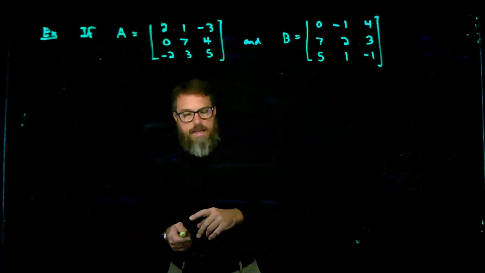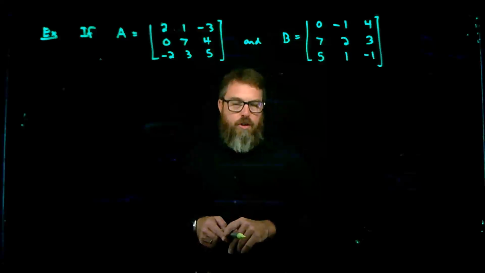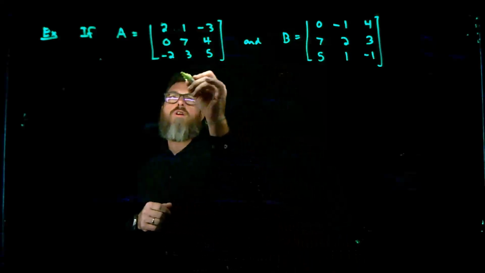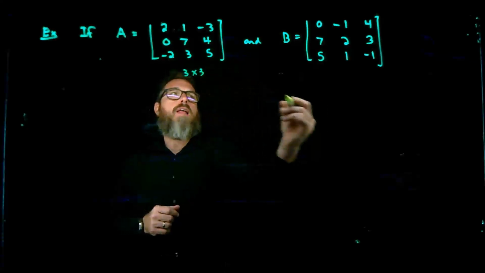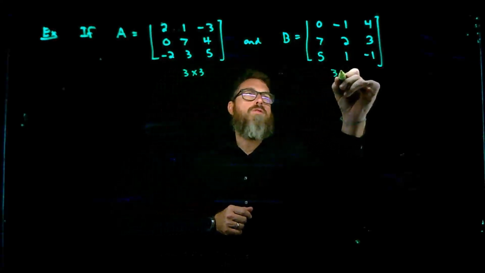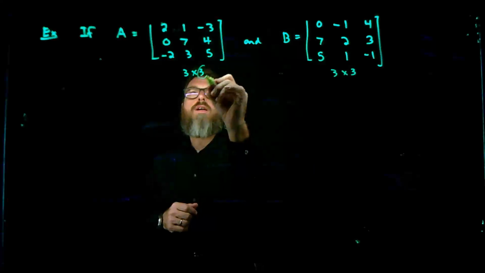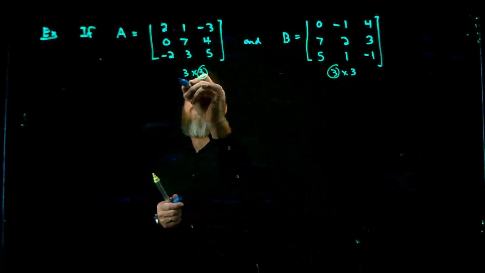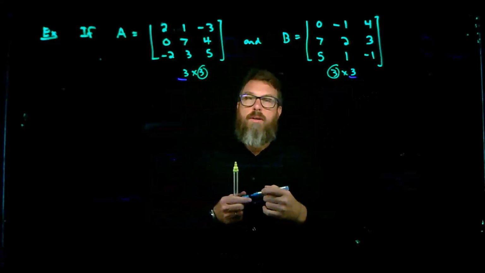So here's our last example, just reinforcing what we did there. Now, let's see what we have here for size. So this is 3 rows, 3 columns. This is 3 rows, also 3 columns. So I can multiply these things because those match, and the resultant matrix is going to be this 3 by 3 right here.